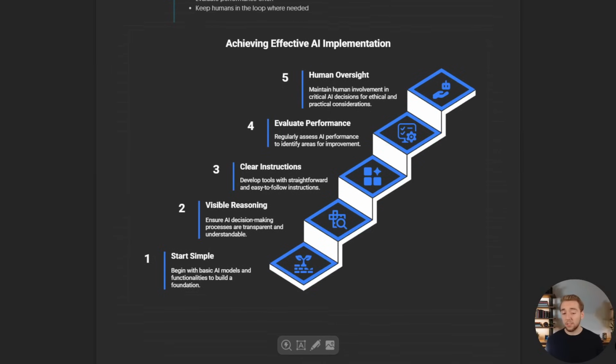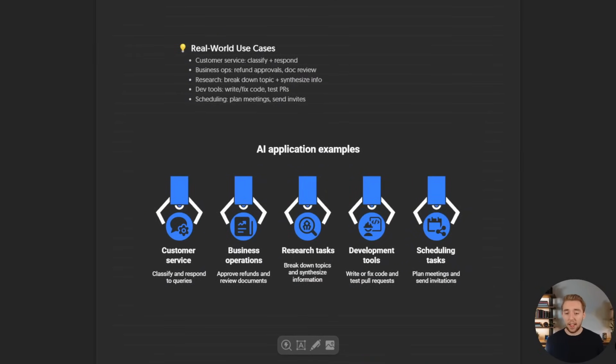And these guides focus a lot on real-world use cases as well. And so I want to cover some of these that they call out really quickly, because these are the kind of things that you can implement as quick wins for your business or just automations for yourself, like customer service, classifying and responding to queries, general business operations like approving refunds, reviewing documents, automatically organizing files in your SharePoint or emails that you have in your Outlook or Gmail, whatever that might be.